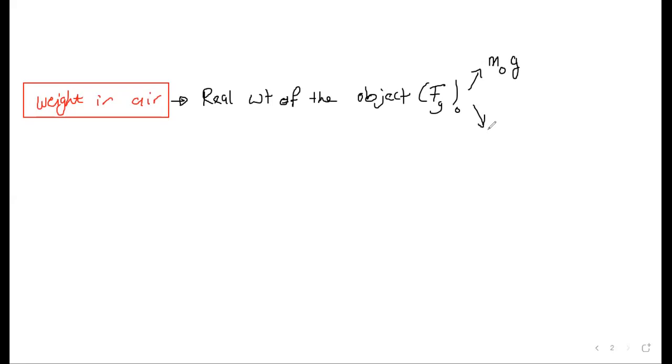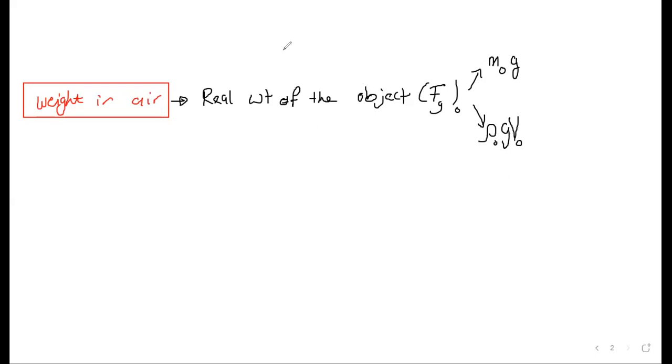This gives us the real weight of the object, which has the symbol F_G,O, and it can be measured by the mass of the object times g, or rho of the object times g times V of the object. Which one will I use? That depends.